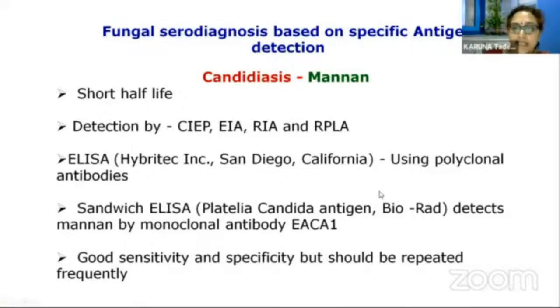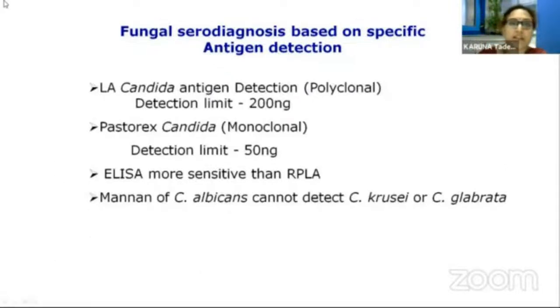Sandwich ELISA by Platelia Candida antigen we have discussed. It has good sensitivity and specificity, but should be repeated frequently. LA Candida antigen detection, polyclonal, is there. Pastorex Candida, monoclonal antibody, antigen detection. And this kit has the monoclonal antibody, and the LA Candida antigen detection kit has polyclonal antibodies. So it has polyclonal antibodies and you are detecting antigen with that.